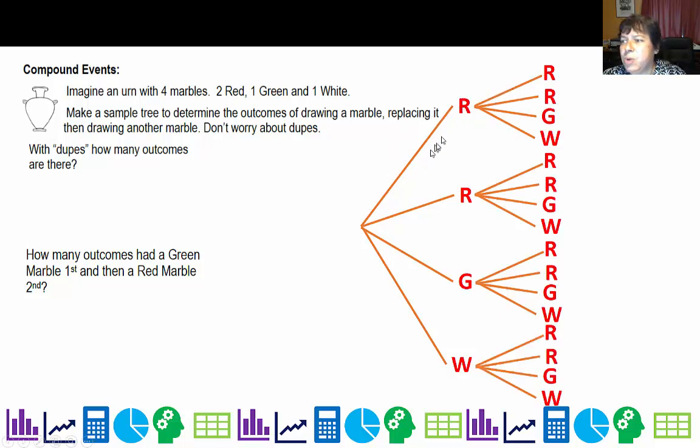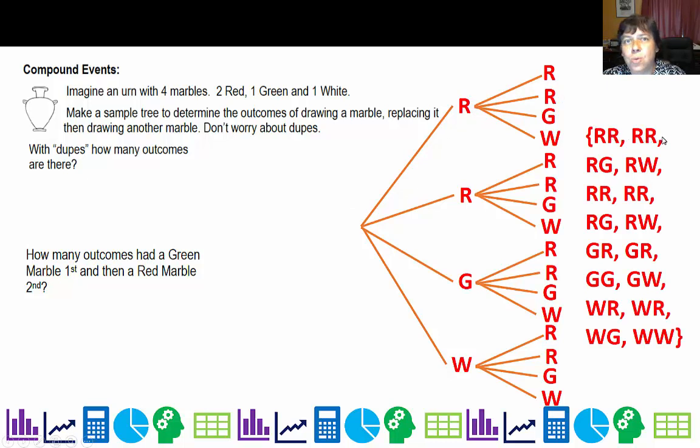So if I go up this branch, red, then red, I get red, red. Red, then red, I get red, red. So I'm actually going to get red, red twice. Then this branch is red, green, red, white. So my sample space for these four branches, I have red, red, red, red, red, green, and red, white. I have a total of 16 outcomes.